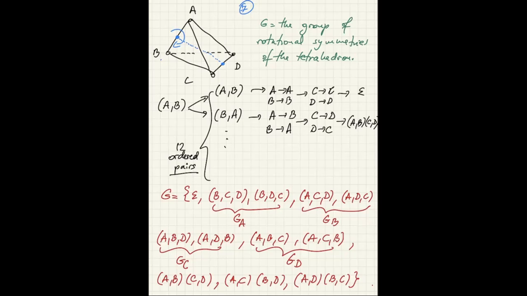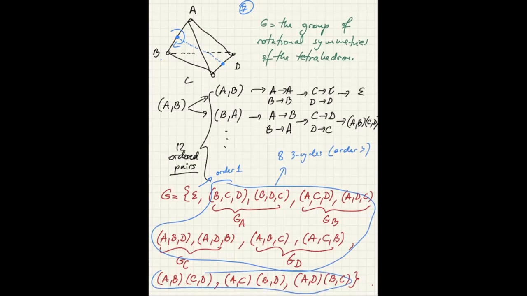so we have now, identity, which has order 1. Then all these 8 3-cycles, so they have order 3. And then you have these 3 elements of order 2. They're involutions, products of 2 disjoint transpositions.